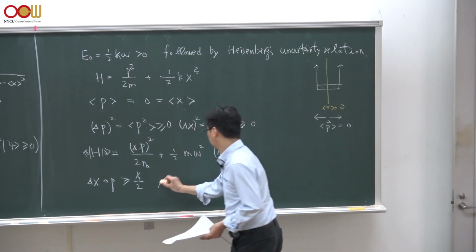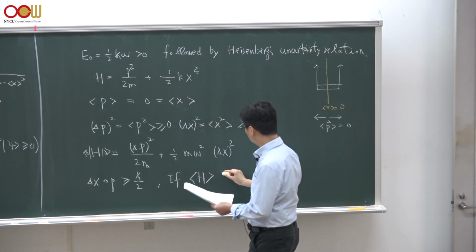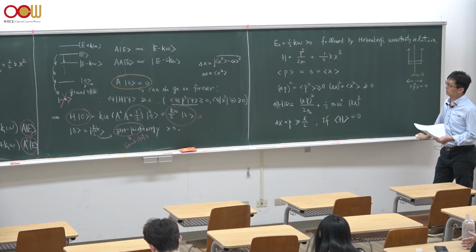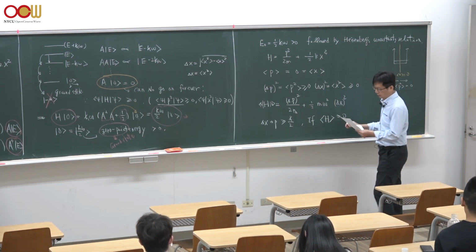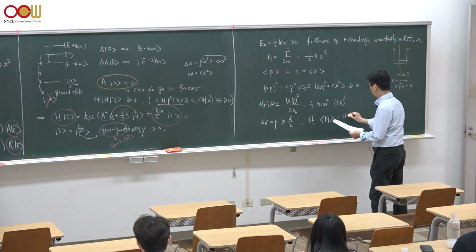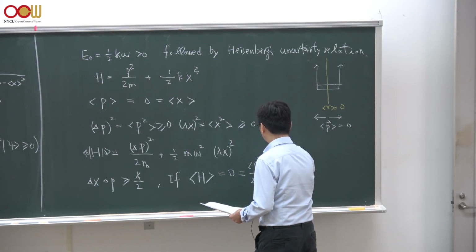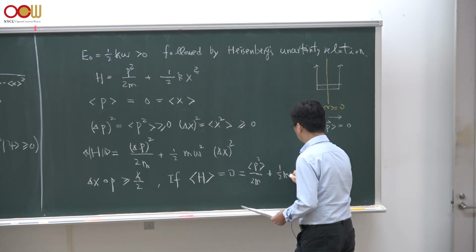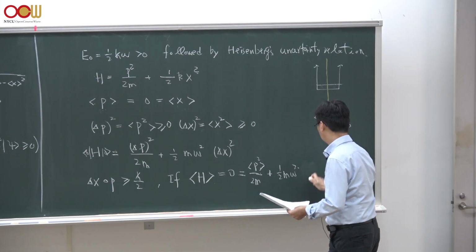So if the expectation value of the Hamiltonian at the ground state is 0, which means that the ground state, or the 0 state, has 0 energy. Suppose this is the case, then we violate the Heisenberg uncertainty relation, because this is given by the sum of the p squared average divided by 2m plus the prefactor times delta x squared, or x squared.